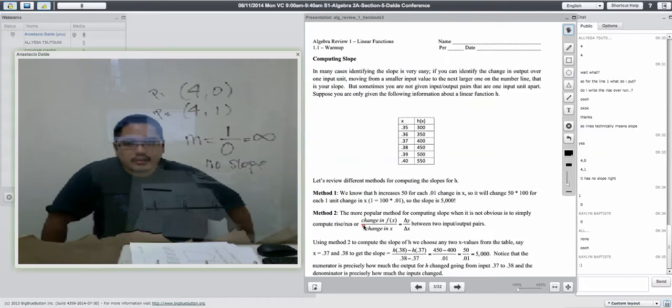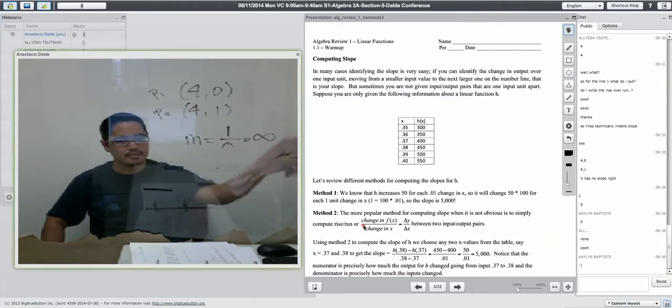All right. In many cases, identifying the slope is very easy. If you can identify the change in output over the one input unit moving from the smaller input values to the next larger one on the number line, that is your slope. But sometimes you will not be given input or output pairs that are 1 unit apart. Suppose you're given the following information.